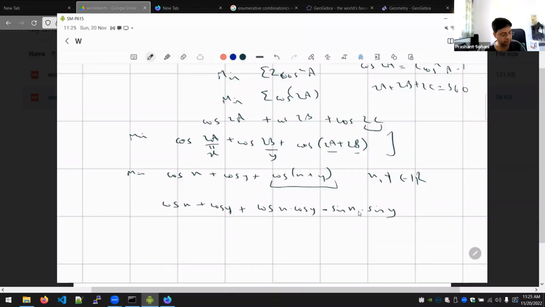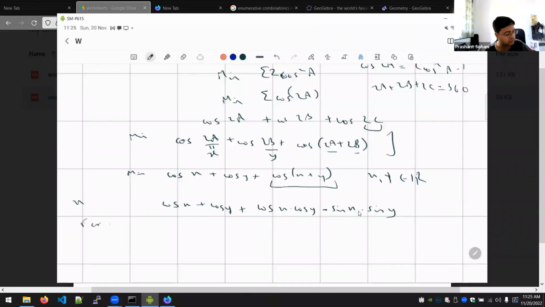Okay. So now we have this expression consisting of two variables. One trick that we can use is to fix one variable. Let us say that X has some fixed value. So for a given fixed X, what should be the value of Y to maximize or minimize this expression? Okay. Let's look at the problem that way.